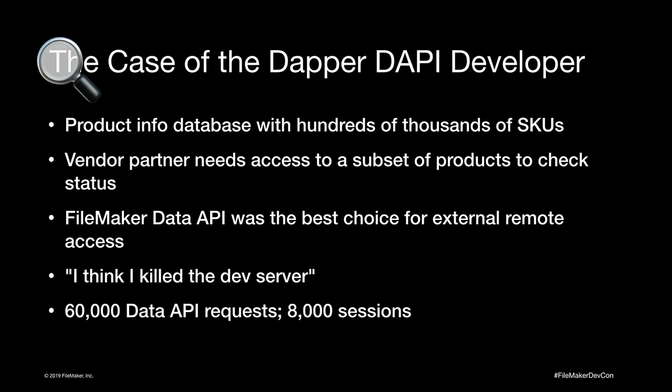All right, so the next case here is the case of the Dapper DAPI developer. This is a large retail client, an on-premise server, virtual server, large, well-managed IT infrastructure. This is a product information database with hundreds of thousands of SKUs in it. It's not the company's main ERP system.